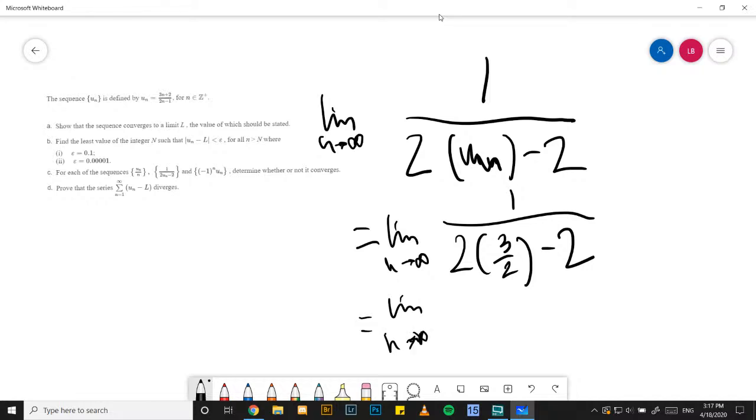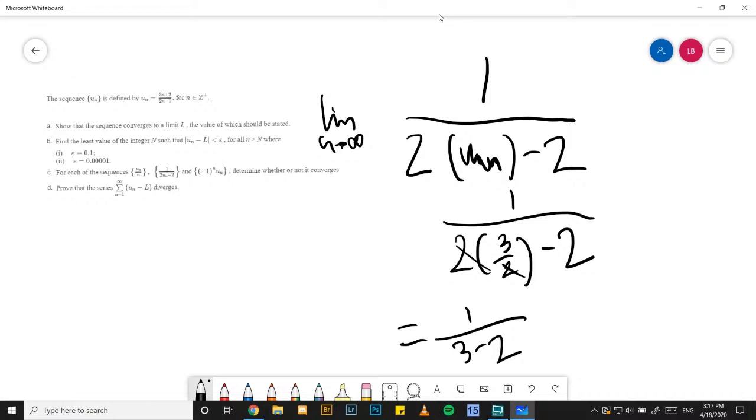You don't need the limit anymore once you've substituted what u_n is equal to. So that's equal to 1 over 3 minus 2, since the 2 and the 2 cancel. It's 1 over 3 minus 2, which is equal to 1. Again, it converges. So the second limit also converges.